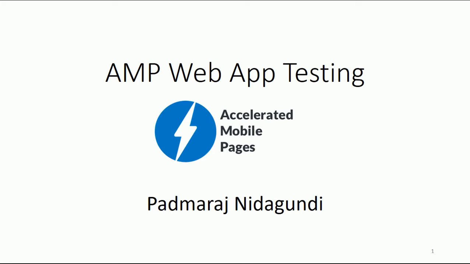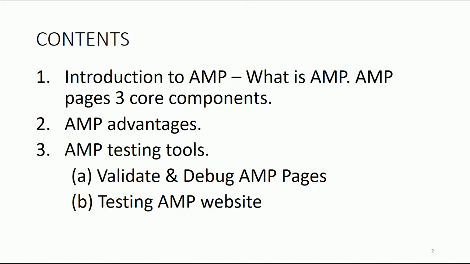AMP stands for Accelerated Mobile Pages. Let's begin with the introduction. Today we're going to learn what AMP is, what the three core components of AMP are, and the AMP advantages, and at the end the practical part. One part is validating and debugging the AMP pages. It is much more of a developer-side skill set. And the other is testing the overall AMP website in the browser.